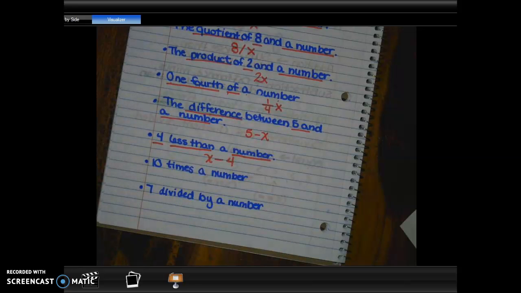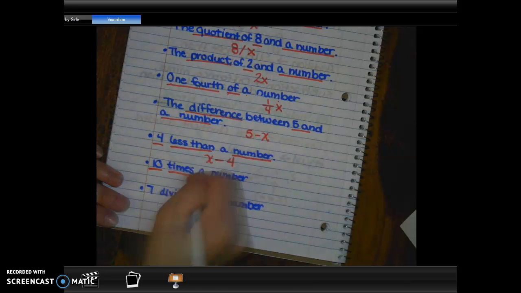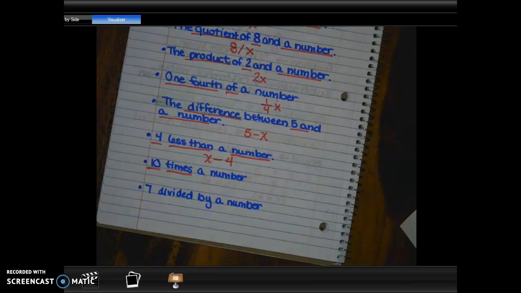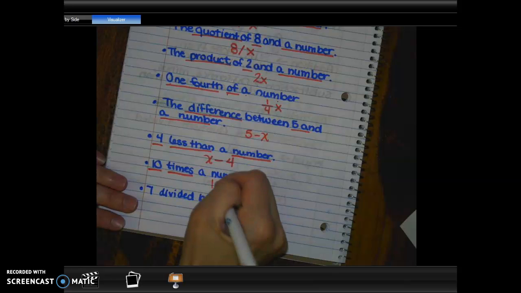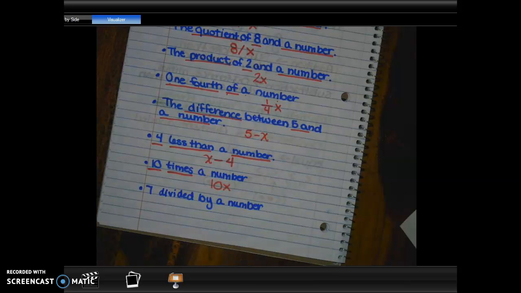Alrighty. Let's see. 10 times a number. So times means multiply. And remember the easiest way to write multiplication is just write them next to each other. 10x. Again, you don't need to use spacing when it comes to multiplication and division on your phrases, but please use spacing when it comes to the addition and subtraction on your phrases when you're typing them into your assignment.